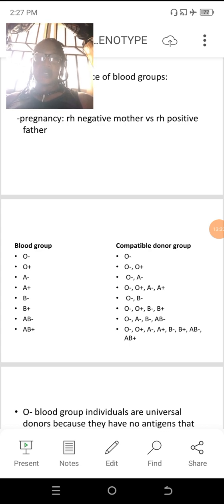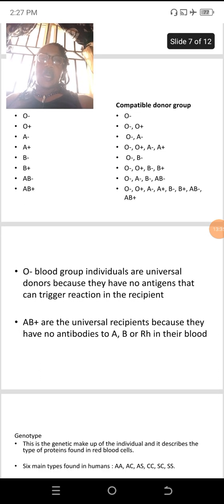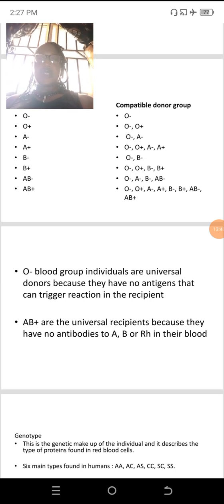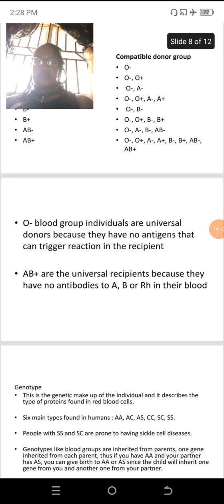So individuals who are O negative are called universal donors because they have no antigens that can trigger a reaction in the recipient. Because of that, they can donate blood to anybody, or their blood can be transfused to any blood group at all. Then individuals who are AB positive are called universal recipients because they have no antibodies to either A or B or rhesus in their blood. So they can receive blood from any blood group.